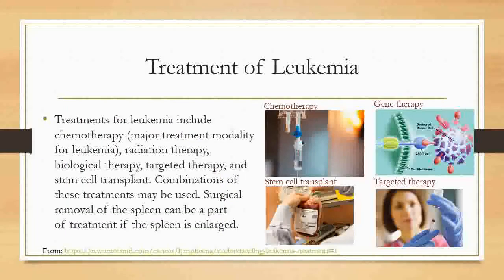Current treatments for leukemia are still limited, including chemotherapy, radiation therapy, biological therapy, targeted therapy, and stem cell transplant. Combinations of these treatments may be used. Surgical removal of the spleen can be a part of treatment if the spleen is enlarged. Scientists are actively exploring better treatments for leukemia.